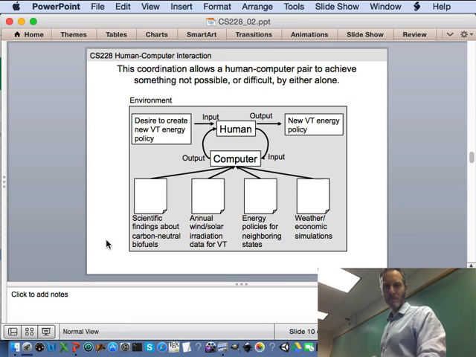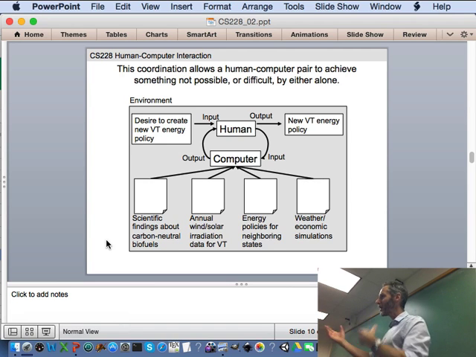Okay. All right, so now trying to think like Dewey here and think about a constant interaction. What are we trying to do in HCI? Well, we're trying to create this coordination among this pair, right? This human-computer pair, to achieve something that would be difficult or impossible through either alone.